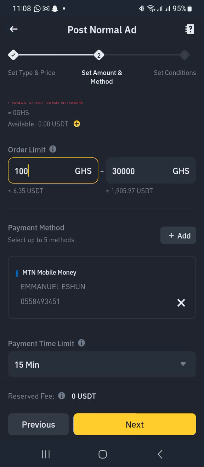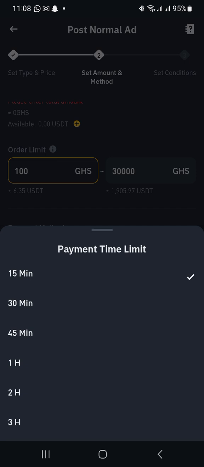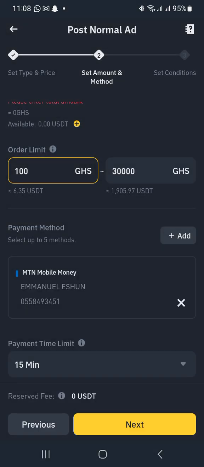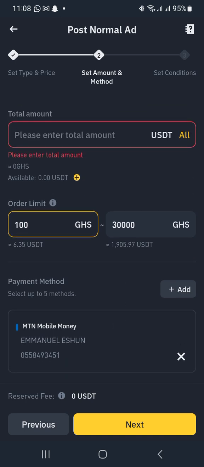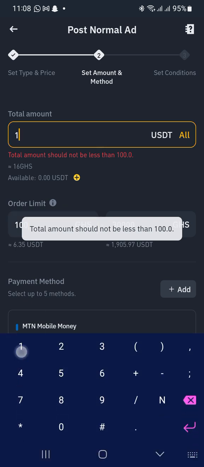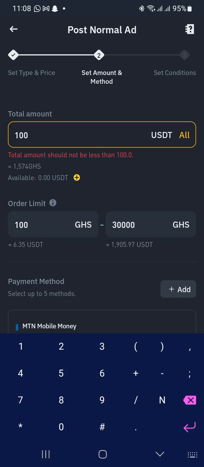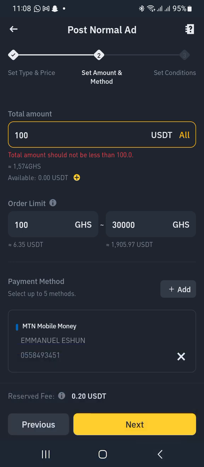Right. Now in Binance, the time limit is set to 15. I don't know if you can change this. Okay, you can change this, but the standard is 15 minutes. The transaction should be completed within the time that you have set. That's what Binance is saying. Now, if I try to continue, I know it will not allow me because I haven't set any amount, and I don't even have anything in my funding wallet to spend or sell right now, so we are going to continue with the process blindly.